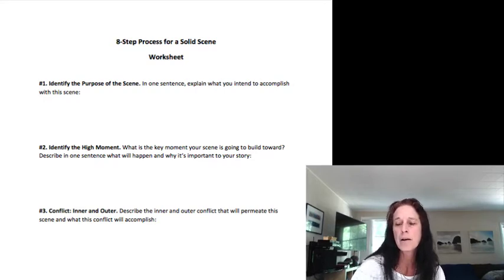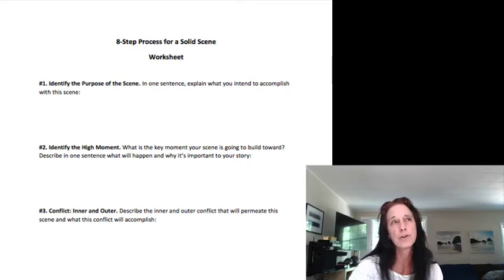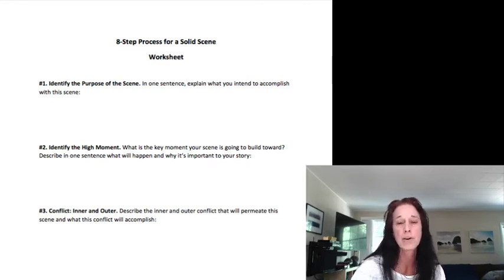So the first item when you're dealing with a scene, you're trying to come up with a scene. Of course, you can also use this when you're checking scenes that you've already written, is to identify the purpose of your scene. And I know that sounds really simple, but it's really important. And I think a lot of times writers are missing this.